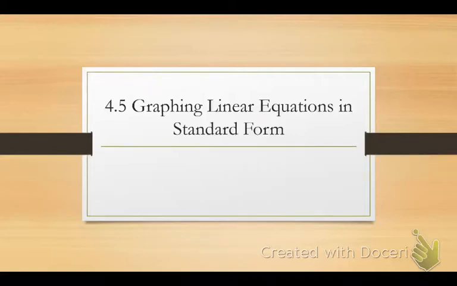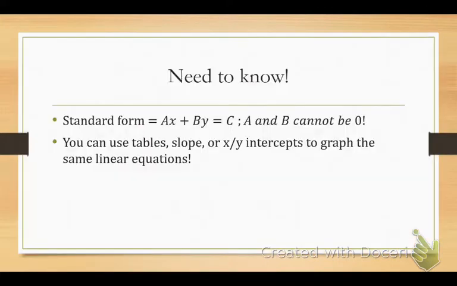Okay, so today we're in section 4.5. We're learning our third method of graphing a linear equation. Okay, and that's graphing linear equations in something we call standard form. Standard form is this, and I think I forgot to put blanks in here, so you can just underline it or highlight it. AX plus BY equals C.